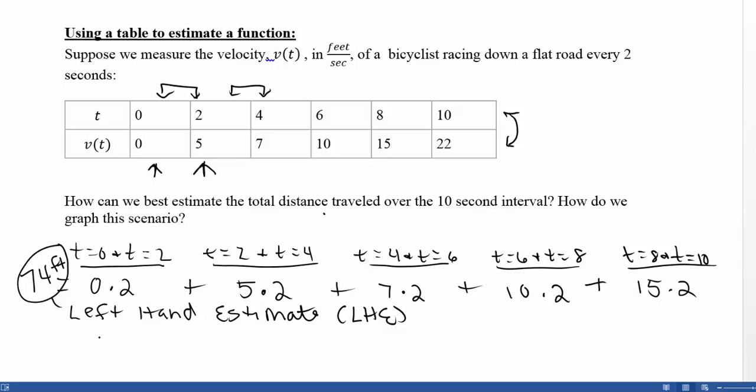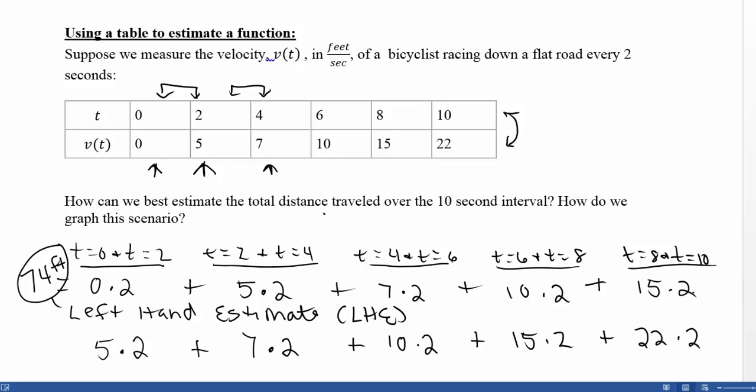So now I'm going to do 5 times 2. My rate was 5. My time was 2 seconds because time equals 0 to time equals 2. Plus, now from 2 to 4, I picked the rate on the right, which is 7. So 7 times 2. Plus, from 4 to 6, if I pick the rate on the right, that's 10 times 2. Plus now from 6 to 8, the rate on the right is 15 times 2. Plus, now from 8 to 10, I have 22 times 2.